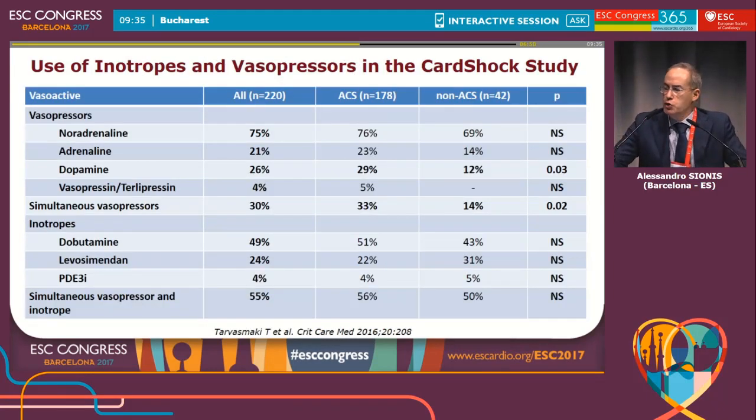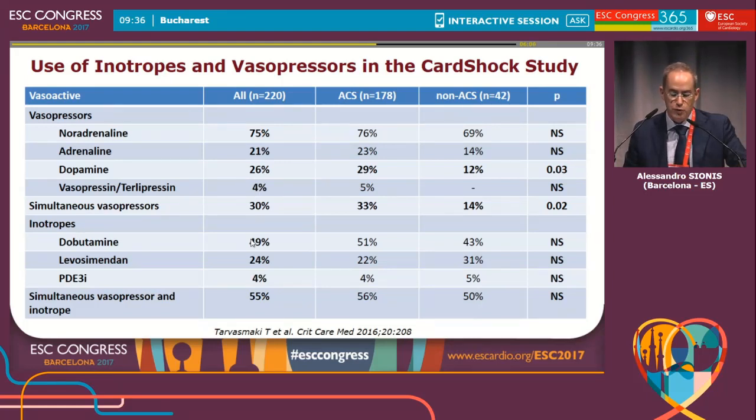So how are we using catecholamines nowadays in our patients? Well, we are using them a lot. And you can see here, this is a recent publication from the Kardiogener study. On top you have the vasopressors, and you can see here that in the Kardiogener study, 220 patients, 75% of patients received noradrenaline, 21%, lots of patients, received adrenaline, 26% received dopamine, only 4% received vasopressin or terlipressin, that's some kind of rescue medication, and 30% of patients received both simultaneous vasopressors.